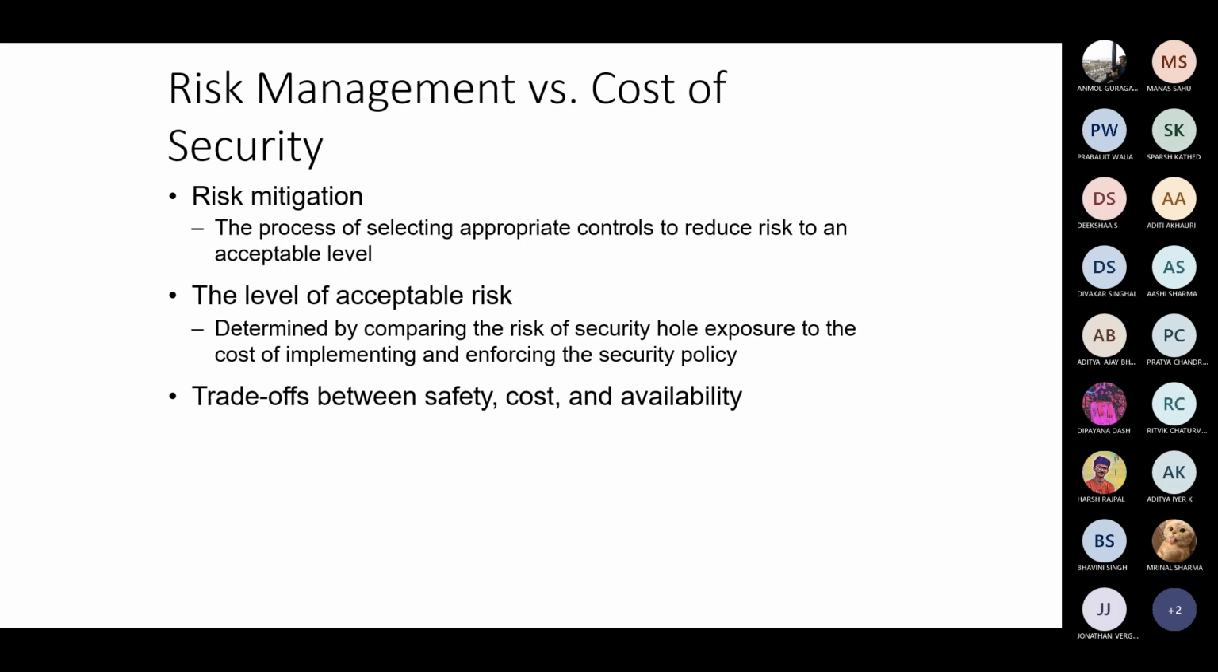Okay, so here, risk mitigation. Solving the risk is the main task here. Whenever the risk is solvable, the cost of security will be reduced, whereas whenever the risk is not solvable, the cost of security will be very high. The level of acceptable risk: whenever the risk is acceptable, the cost of security is somewhat moderate. Trade-offs between safety, cost and availability. There will be some trade-offs between the safety, security, cost and availability of the risks. So these are the things here.